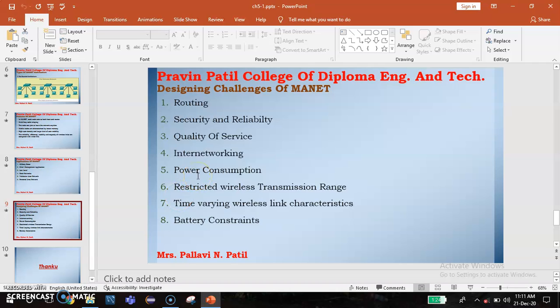For most mobile terminals, the communication related functions should be optimized for low power consumption. Conservation of power and power aware routing must be taken into consideration.